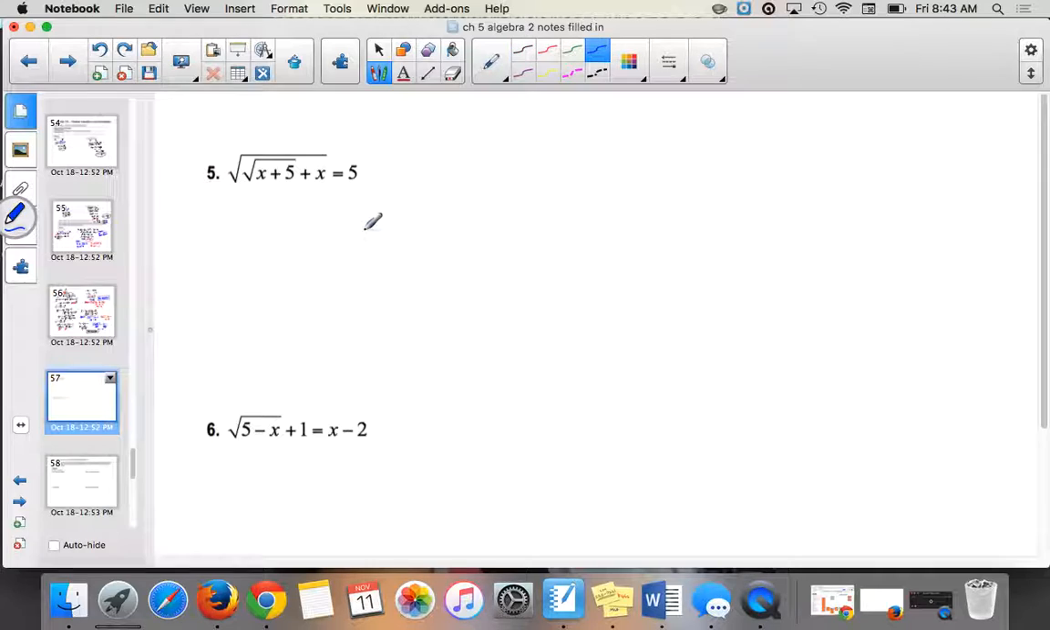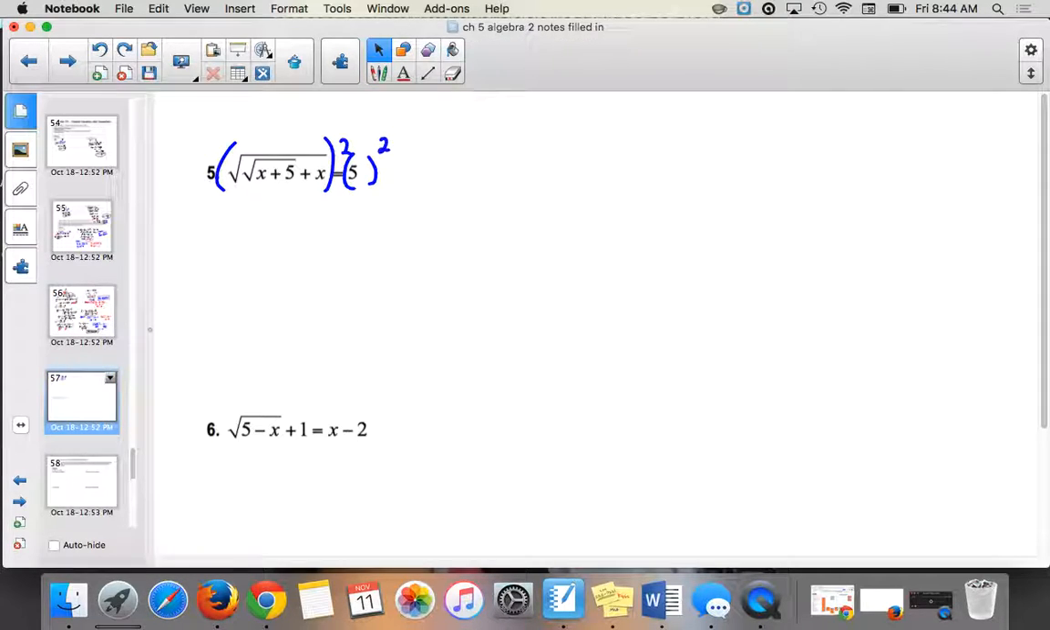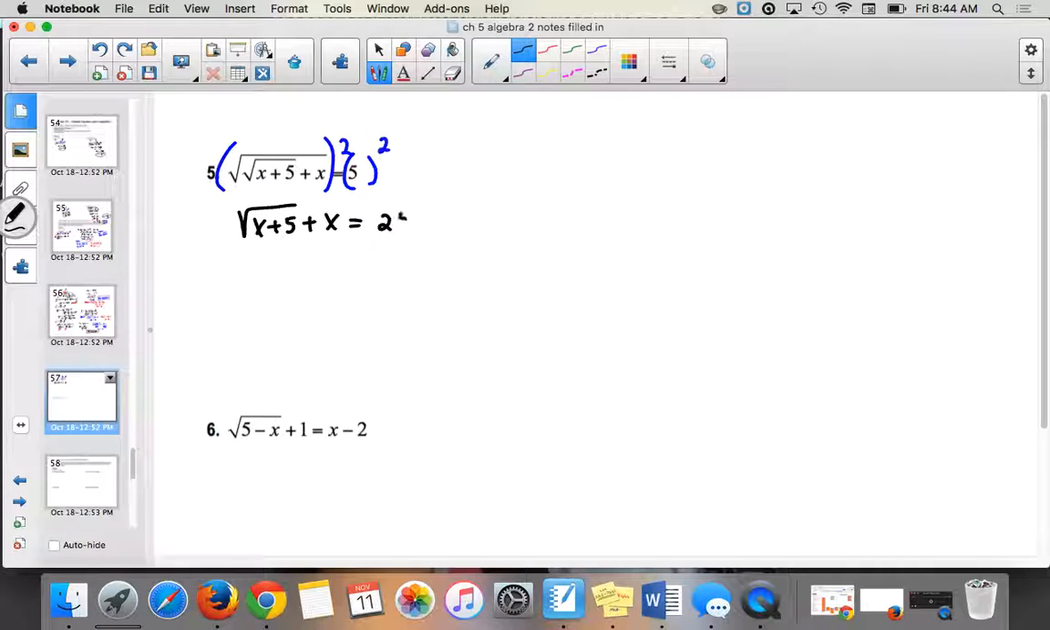So the first step I would do here is I would square. So when I do that, I get rid of this square root on the outside. So I get the square root of x plus 5 plus x equals 25. So then I need to isolate. So I'm going to isolate my other square root. So I'm going to subtract that x over. So I have the square root of x plus 5 is equal to 25 minus x.